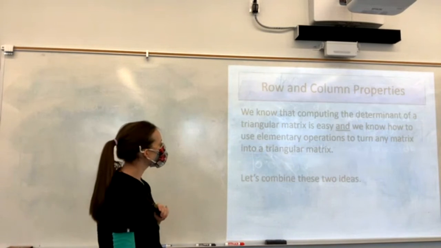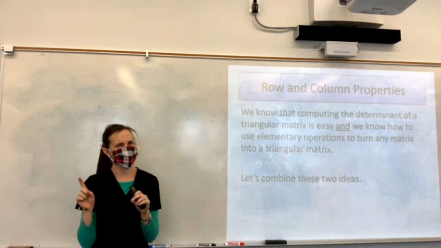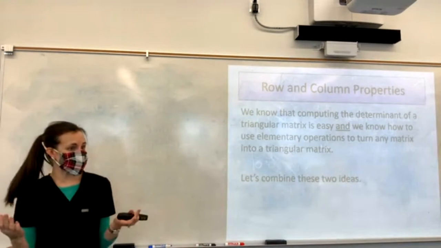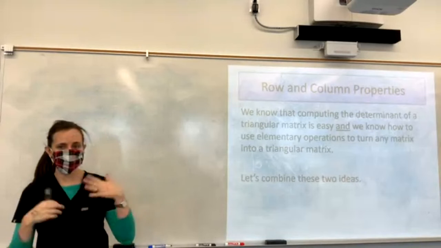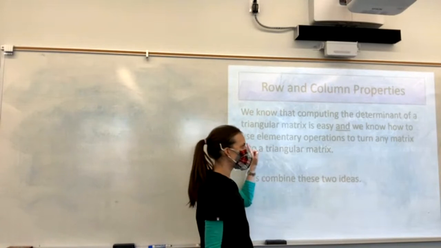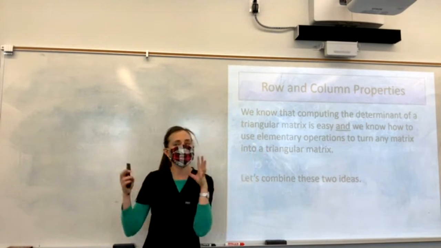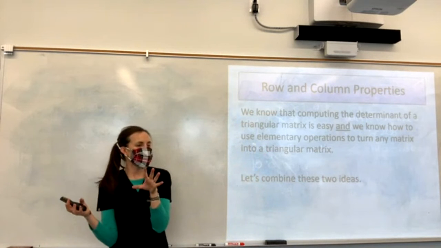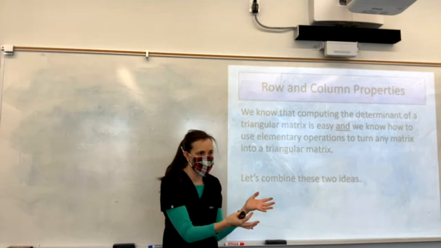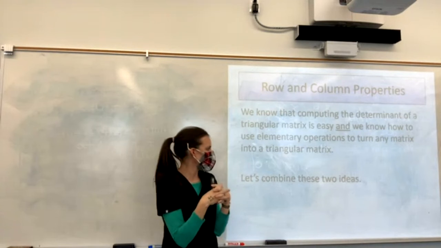Okay, so we just saw that finding the determinant of a triangular matrix is easy. You just multiply down the diagonal, and then you're done. And we also know, from chapter 1, how to start with any matrix we want and use row operations to turn it into a triangular matrix. So let's combine those two ideas.